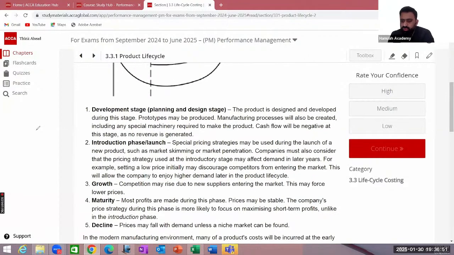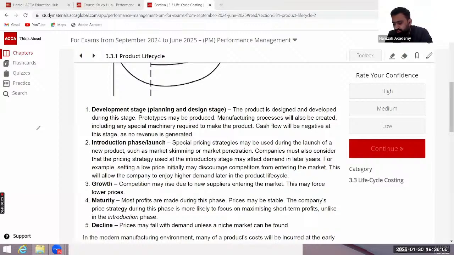Now, here we have some stages of life cycle costing or product life cycle. Stage 1, stage 2, stage 3, stage 4, and stage 5. Kindly read these stages. I discussed these. Kindly read it, quickly read it, then we will move forward.